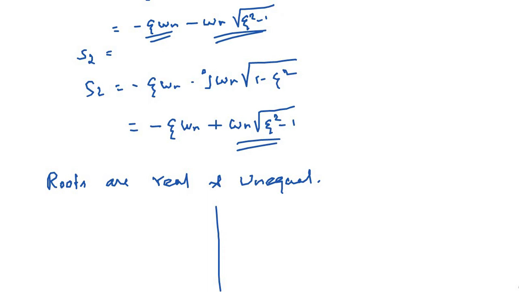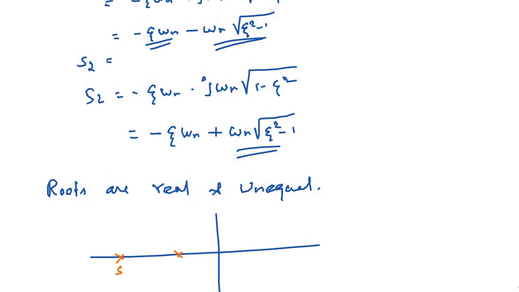So when roots are real and unequal, the roots will lie on the real axis. One root will be lying here, another root will be lying here. As far as our discussion is concerned, S1 has more negative value, so it will lie here. And S2 has less negative value, it will lie here in our symbol. So this is 0, this is the j omega axis and this is the sigma axis. So this kind of systems are called overdamped systems.